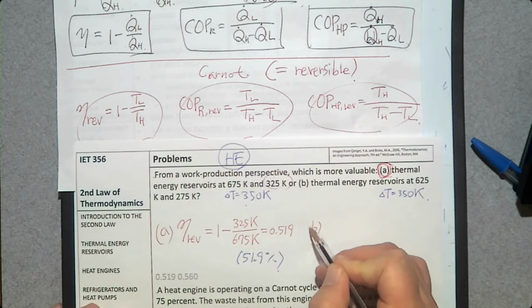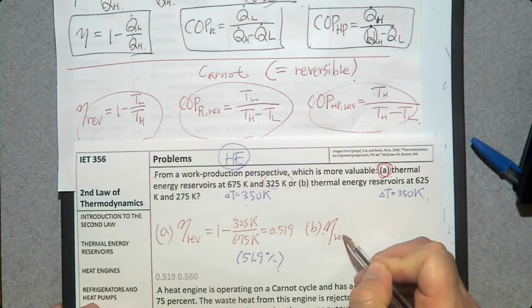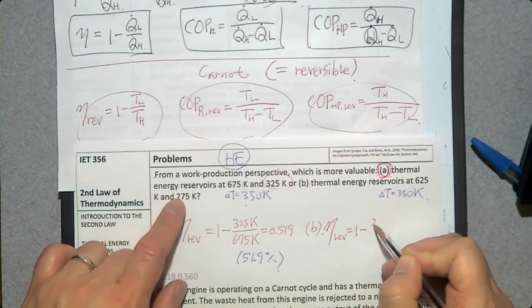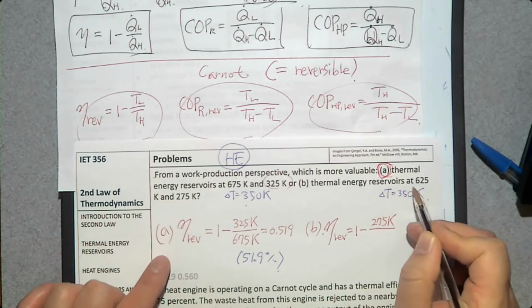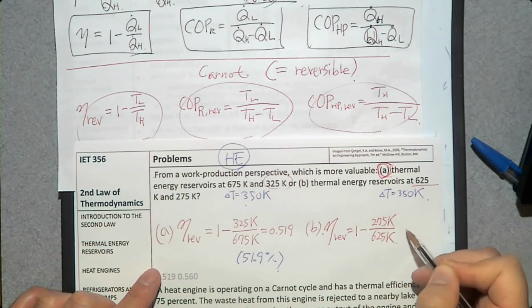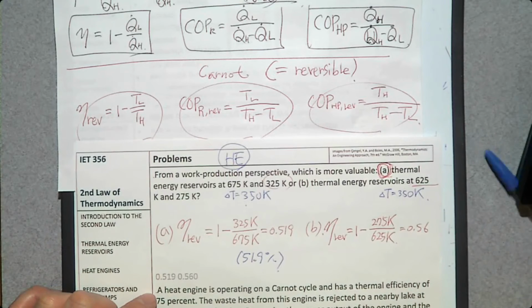What about power plant B in the northern region? The theoretical maximum efficiency can be determined by 1 minus 275 Kelvin divided by 625 Kelvin. So what is the value? 0.56. It is 56%. So if you build a power plant with the same design, even though it shares the same components, same turbine, same condenser, it is probably better to build it in the northern area because it has a higher potential.